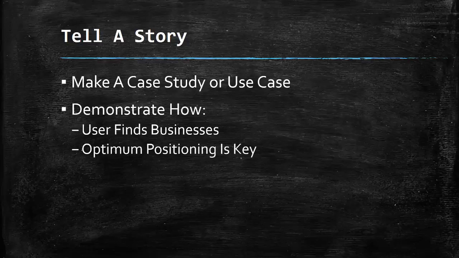The optimum position for that business is, okay, you have a restaurant in downtown Chicago. There are 15 different restaurants within a quarter mile of you. All of them are on Facebook. You are not. You are in a poor position. You need to be in a better, optimum position.